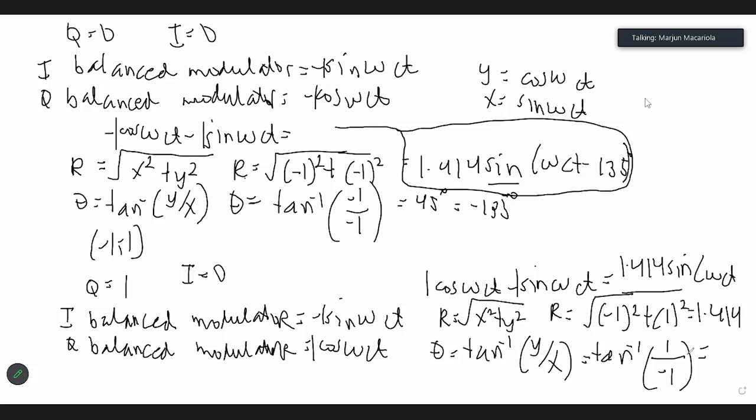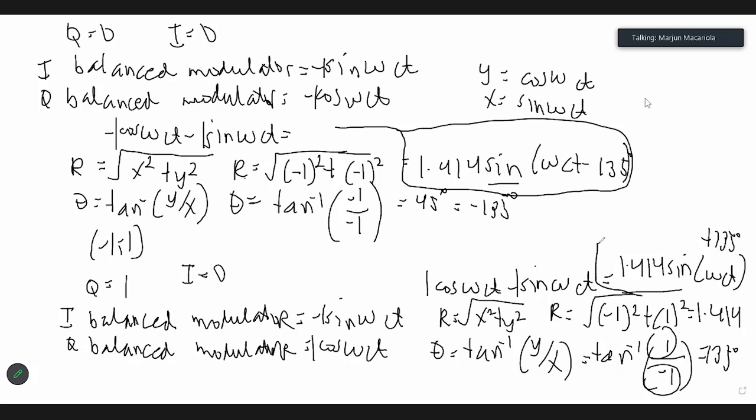Hindi niya na agad natandaan. Ang sagot ay negative 45 po, positive 135. So that is positive 135 degrees. Kasasabi ko lang na kapag ang inyong y ay negative at kapag ang inyong x ay negative at ang inyong y ay positive, plus 180 degrees.